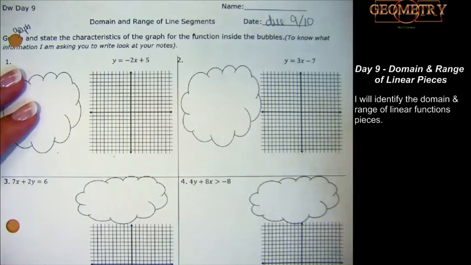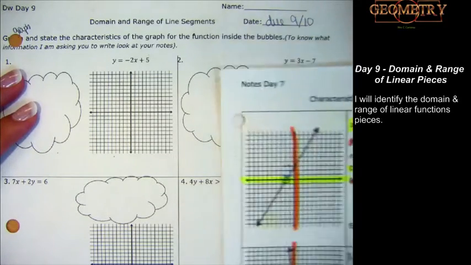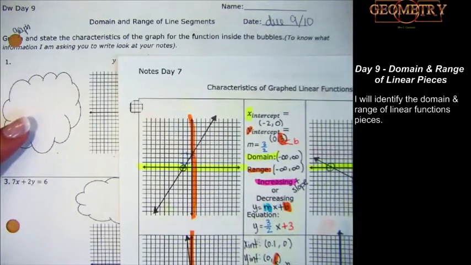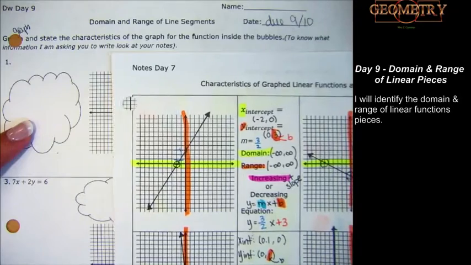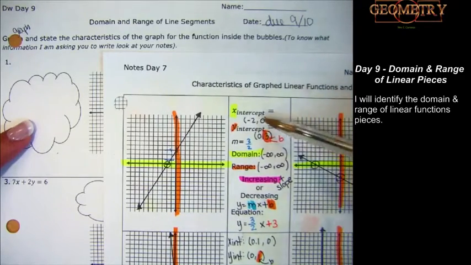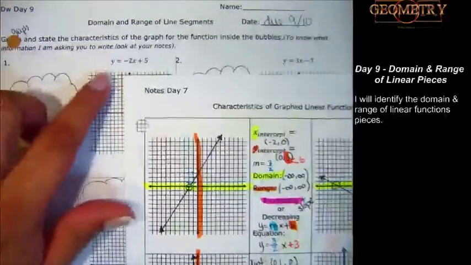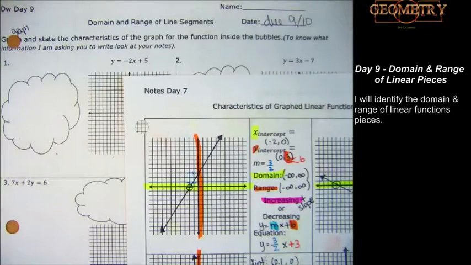For the top 4, it is a review from day 7. Inside of your little cloud thought bubbles, please put the information that we talked about in day 7: the x-intercept, the y-intercept, the slope, the domain, the range, and whether it's increasing or decreasing. You don't have to write the equation because the equation's already written down.